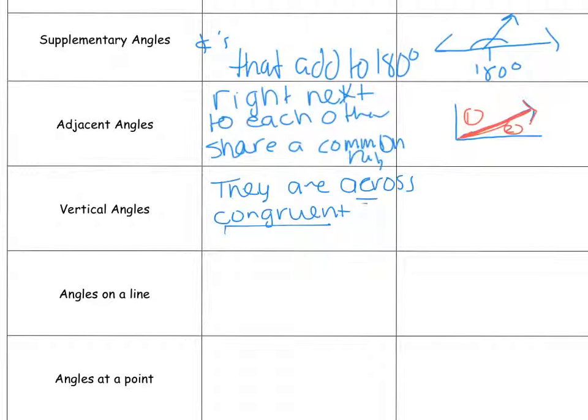And by across from one another, again, if you have two perpendicular lines, if they're not adjacent but directly across from one another, they are vertical. So there's actually two pair for every given set of intersecting lines. And again, the idea that they're congruent, they're the same measure, is extremely important.